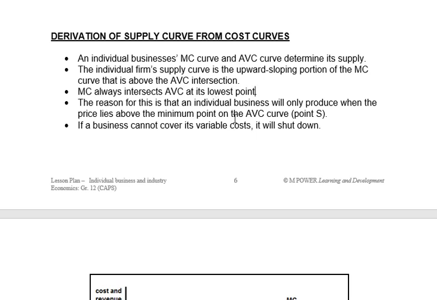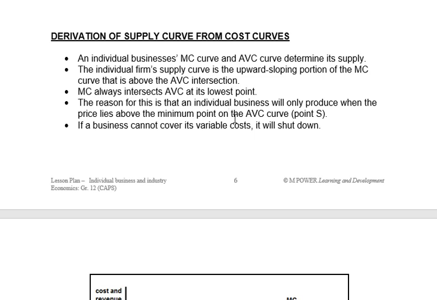The reason for this is that the individual business will only produce if the price is higher than your average variable cost. This is your shutdown rule. We did the shutdown rule also last year in grade 11. Okay, we are going to revise the shutdown rule next week as well.